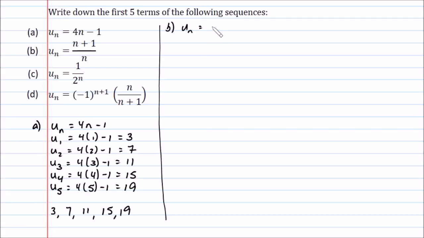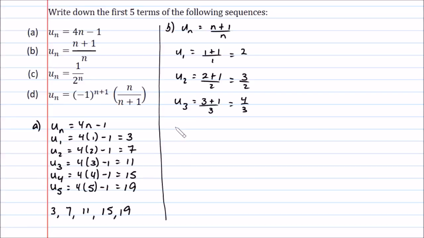UN is equal to n plus 1 divided by n. u1, 1 plus 1 divided by 1, which is 2. u2, 2 plus 1 divided by 2, which is 3 over 2. u3 gives us 3 plus 1 divided by 3, which gives us 4 over 3. u4, 4 plus 1 divided by 4, 5 over 4. And u5, 5 plus 1 divided by 5 equals 6 over 5.